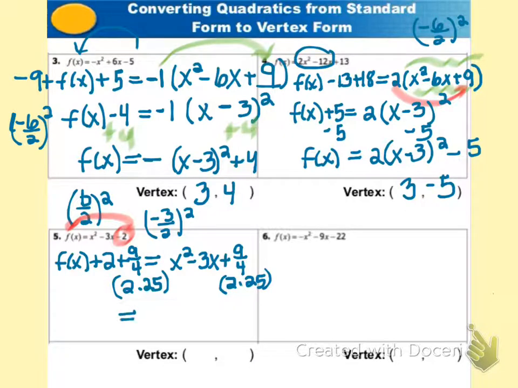So we're to the point where we can write it as a square binomial. All we have to do is take the square root of the first and the square root of the last. So that would be x. And then it's a little bit easier to square when you leave it as a fraction, right? So the square root of 9/4 would be 3/2. And then the sign, of course, is the sign of the middle term.